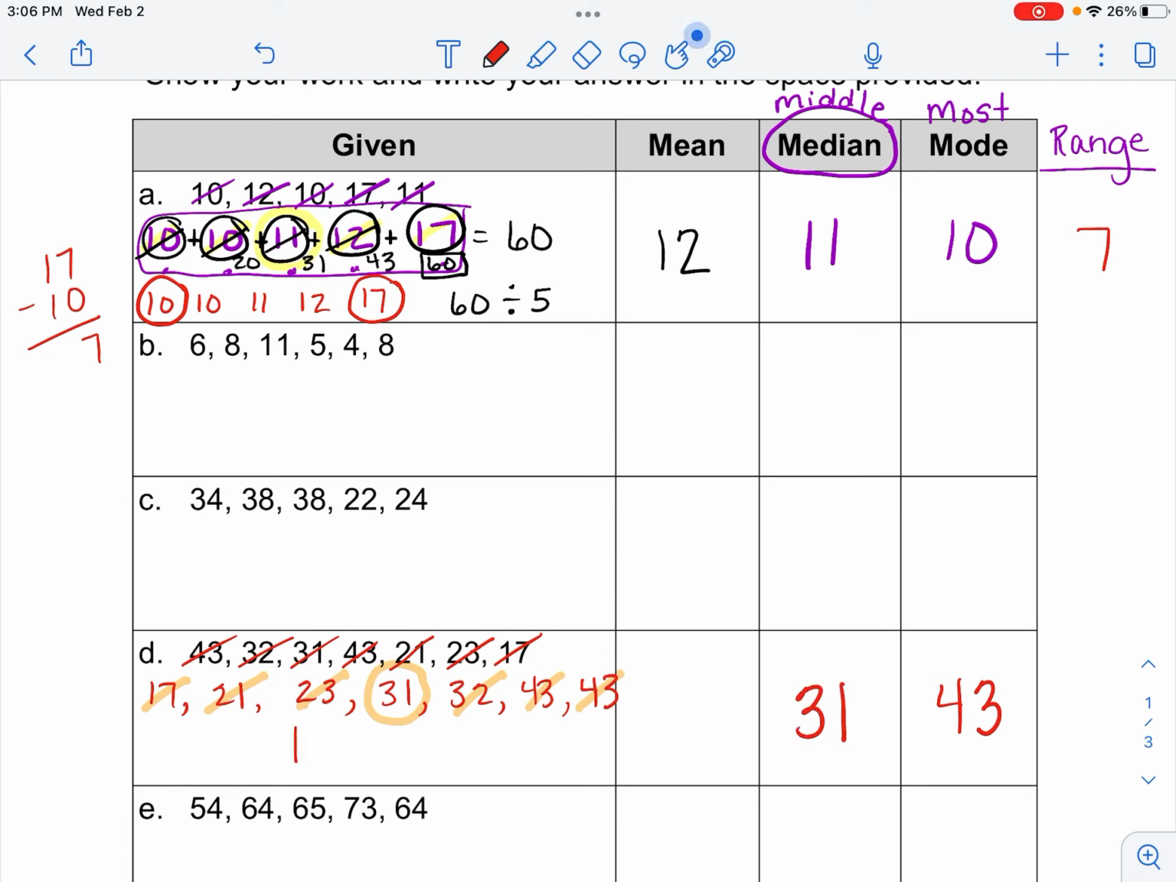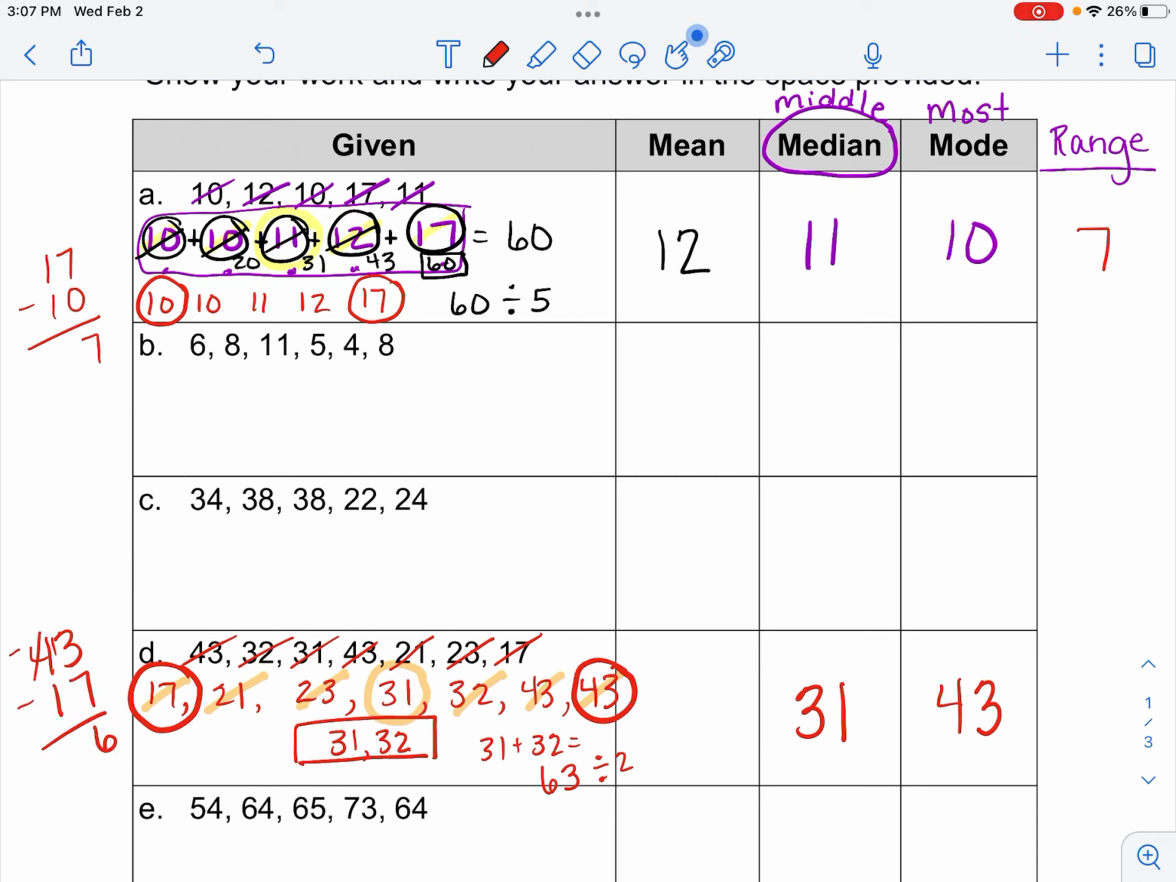Now, if you ever come up with two numbers in the middle, let's say we had a 31 and a 32, and they were both in the middle. There was no number in between them. You find the mean of those two. So all you would do is add up 31 and 32, which would be 63, and you would divide that by 2, and that would tell you your median. Okay? And then again, the range is just take your highest number, 43, your lowest number, 17, and subtract them. So the range between all of those numbers is 26.